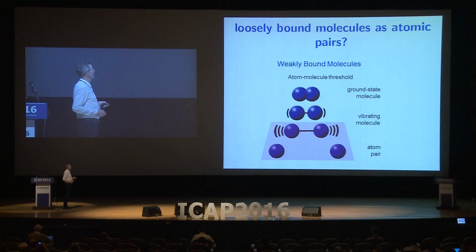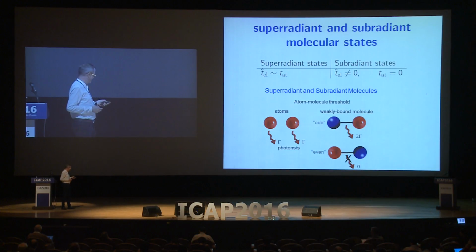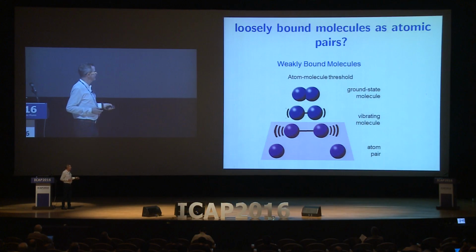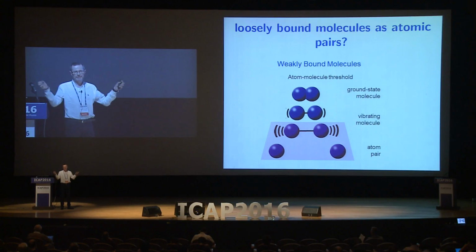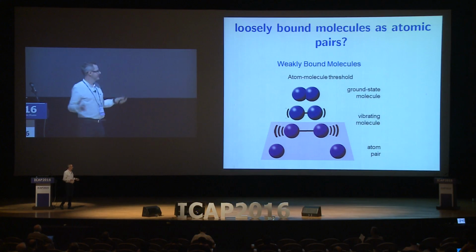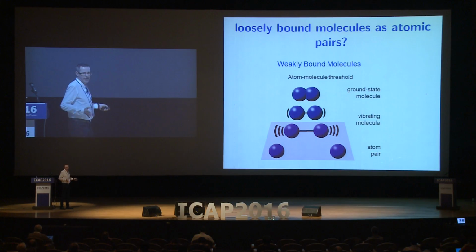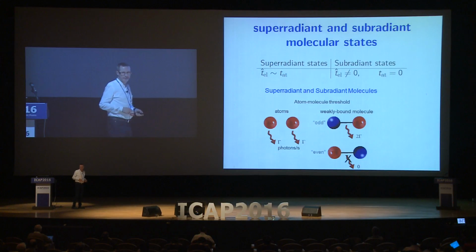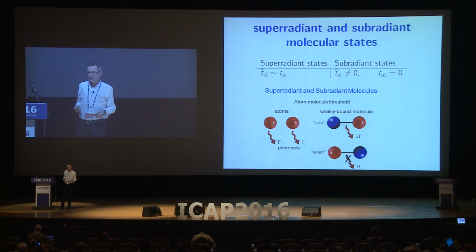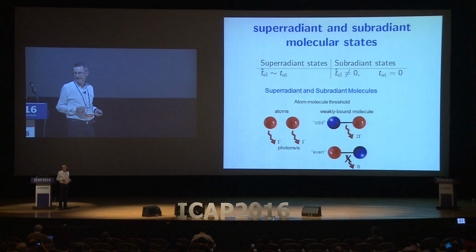Okay, so well, this is just a cartoon showing that if you have a ground state molecule, it vibrates very slowly. Then when we add a few quanta of vibrations, the vibrational motion becomes very fast. And then we have atomic pairs. And the question is, is there a difference between this fast vibrating molecule and the atom pair? And it turns out that there is a difference in some cases, and in some cases there's none.